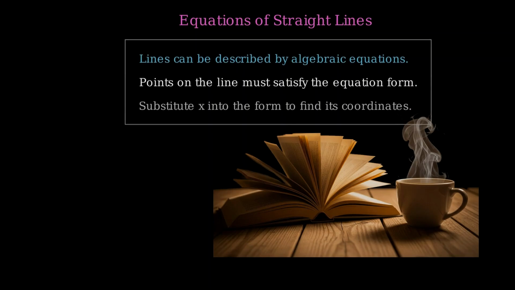A straight line can be described mathematically by an algebraic equation. All the points that lie on the line have coordinates (x, y) that satisfy this relationship. For instance, an equation defines how to find the y-coordinate for any given value of x. This rule is called the equation of the line.